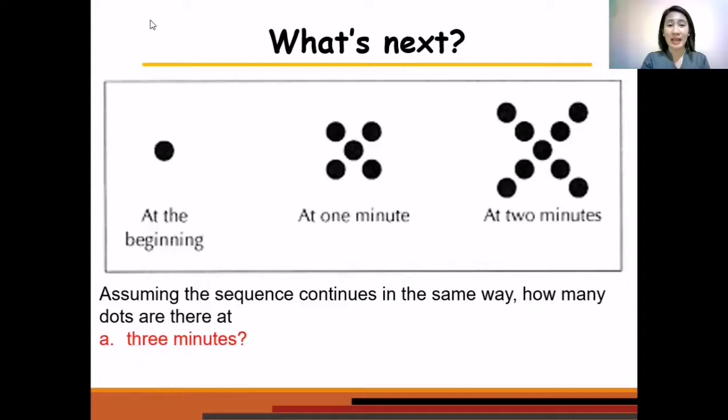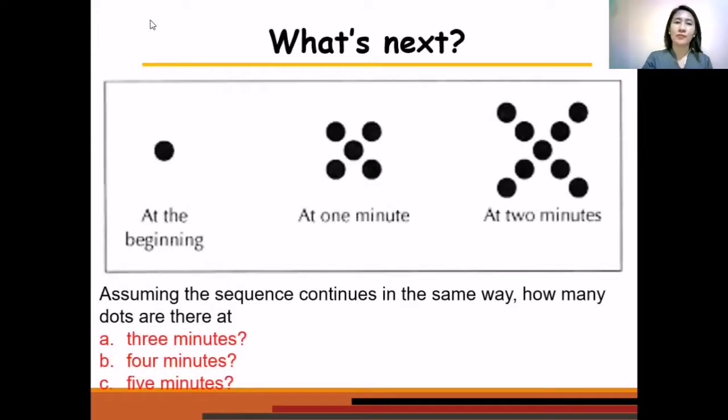Okay, there will now be 13 dots. And then at 4 minutes, correct, that is 17 dots. And at 5 minutes, you have 21 dots. So how are we able to come up with these answers?